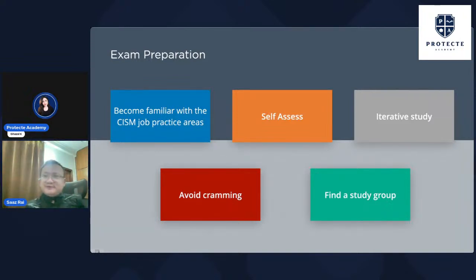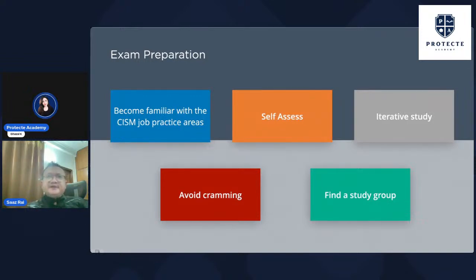So, what is it that you will need to do as a CSM, and how do you go about becoming one? First of all, like I said, you need to be familiar with these job practice areas. The exam has specified what you need to be able to do. They specify the tasks. But more than that, you need to understand those thumb rules that, as a CSM, where you're thinking like a manager, these are the things which you need to prioritize.